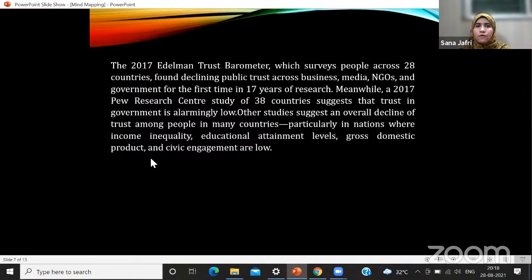Other studies suggest an overall decline of trust among people in many countries, particularly in nations where income inequality, educational attainment levels, gross domestic product, and civic engagement are low. So now it is telling me कि कौन सी जगहों पर normally trust कम हो रहा है. वो जगहें जहाँ पे ये these host of problems exist, which are normally in every developing or underdeveloped country, I would say, right? Income inequality hai, education enough nahi hai, GDP come and all that.